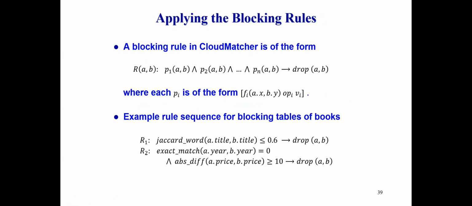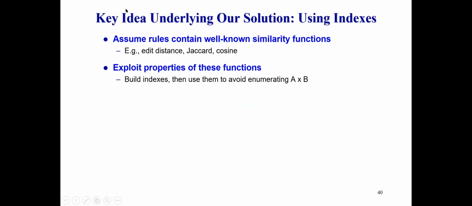So now let me talk briefly about applying the blocking rule. Let's imagine that we have actually found a blocking rule sequence, like R1 and R2 over here. How would we apply it? The key idea is that we're going to assume that rules contain well-known sim functions, like edit distance, Jaccard, cosine. We're going to exploit properties of these functions. We're going to build indexes, then use them to avoid enumerating the entire Cartesian product.